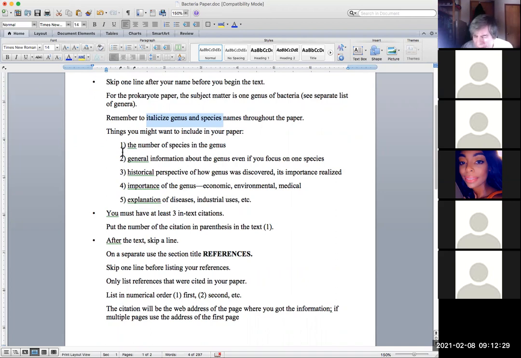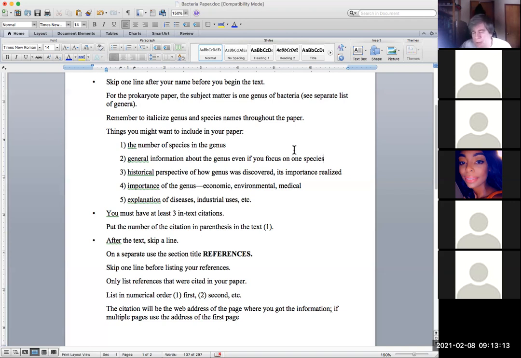So some things you might want to talk about, the number of species that are in this genus. Some of the species that were selected because there are a lot of species in them. Some general information about this genus, even if you just focus on 1 species. You might be going to talk about Staphylococcus aureus, but there's more than 1 species in this genus. So include some general information. Kind of like if you were writing about primates and you were going to focus on gorillas, you would still want to include some general information about primates.